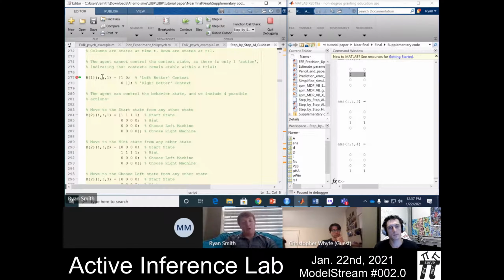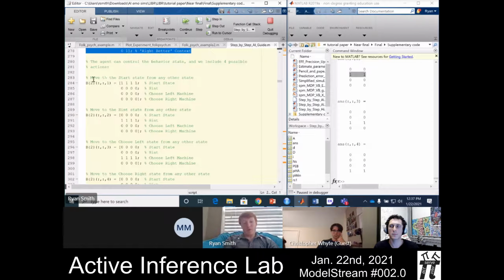Remember that there's one of these per state factor per action. And this is what I showed before, that for B1, so for state factor 1, the context, there's only one action, quote unquote, and it's just an identity matrix. This just says the left better context never changes within a trial. Again, I showed this before.